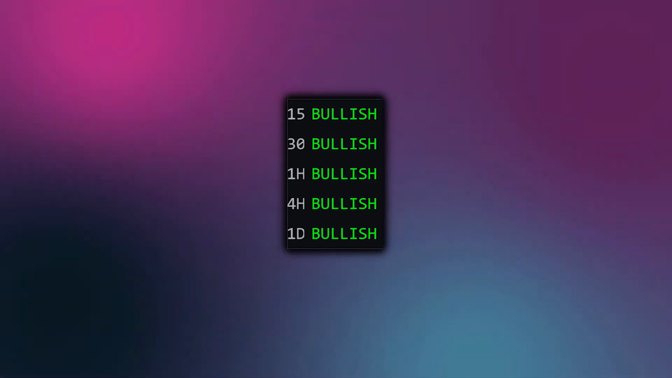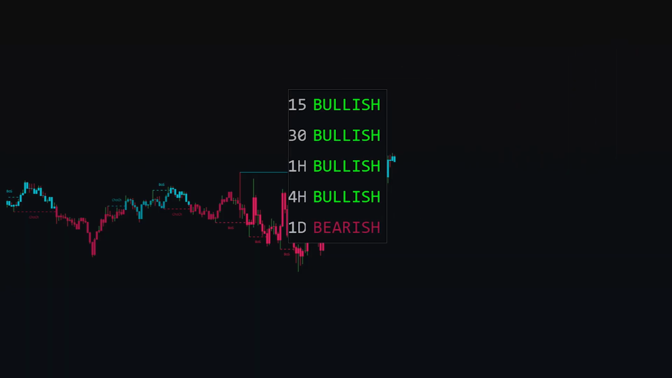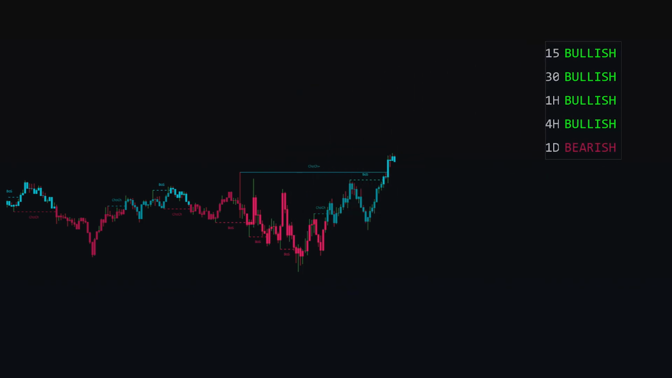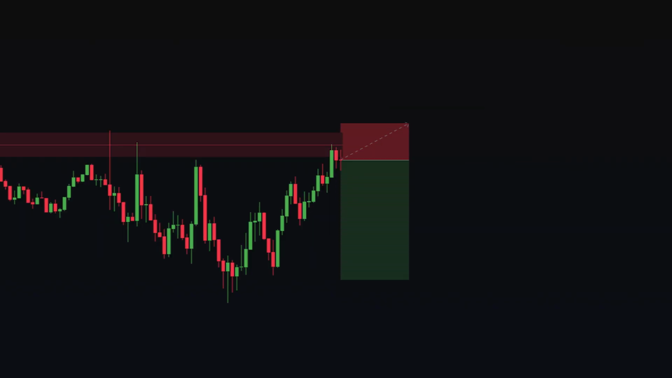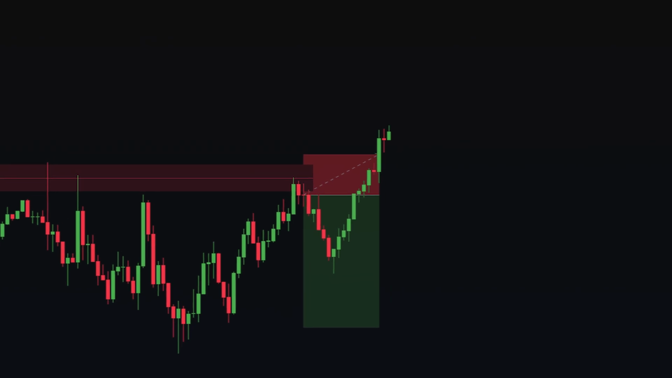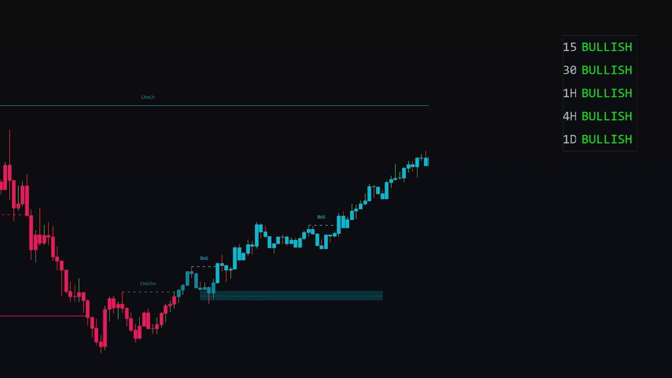Another key feature is the multi-time frame dashboard. This dashboard simply shows you the trend on 15-minute, 30-minute, 1 hour, 4 hours, and 1-day time frames, helping you quickly determine if it's the right time to look for long opportunities or short opportunities in the market. Many traders get stopped out because they ignore higher time frames. But with this dashboard and multi-time frame fair value gaps, you can quickly determine where the price is likely to go.